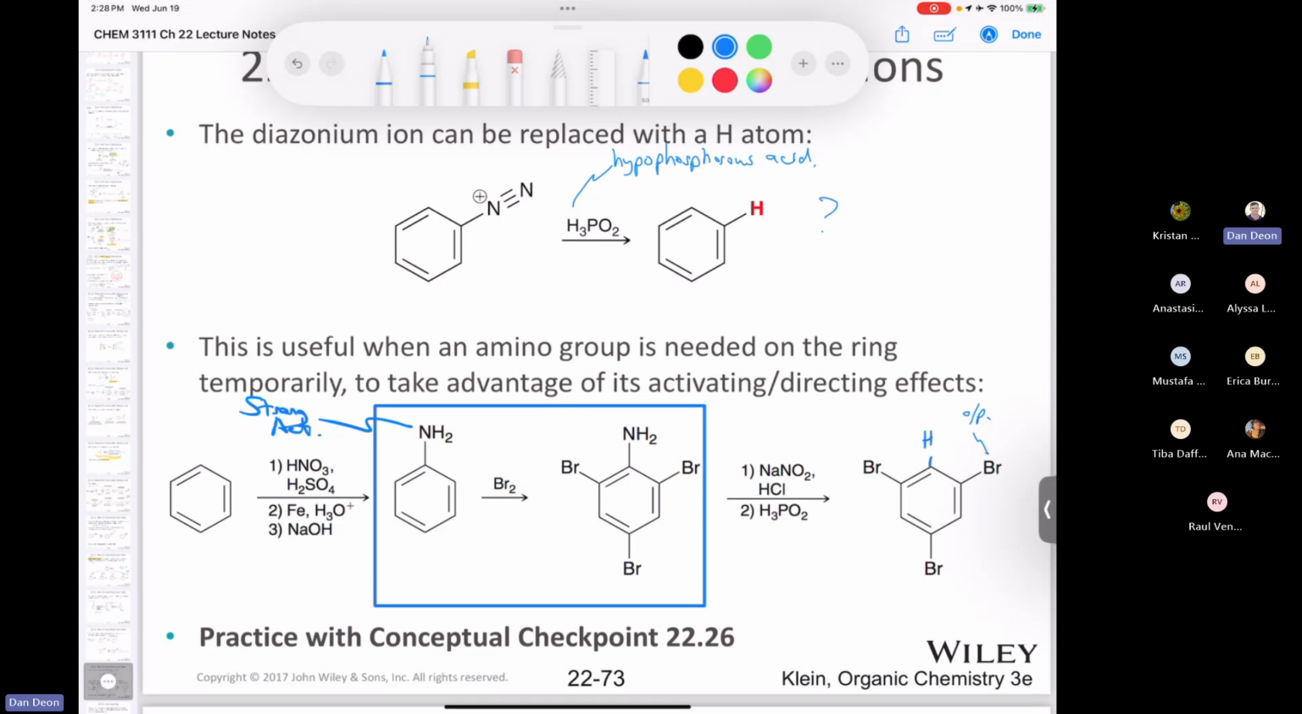And we have no way to make a compound like this except for using our diazotization and then replacing the diazonium salt with a hydrogen atom, using hypophosphorus acid. So that's the synthetic utility of that.